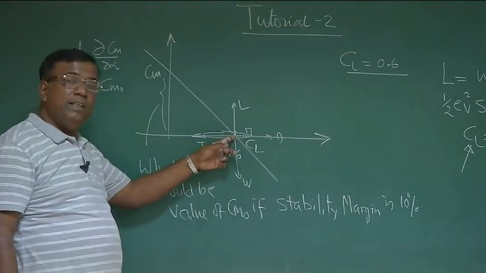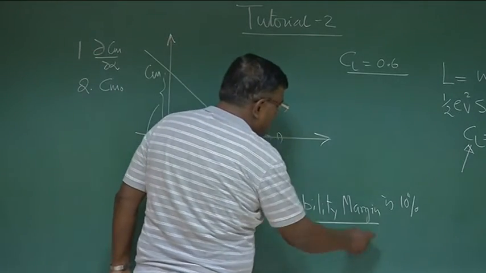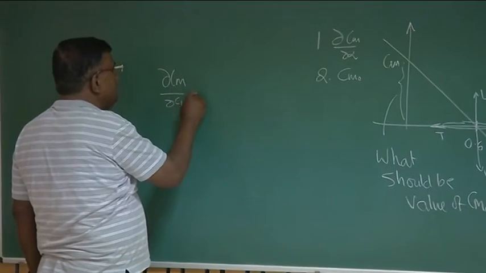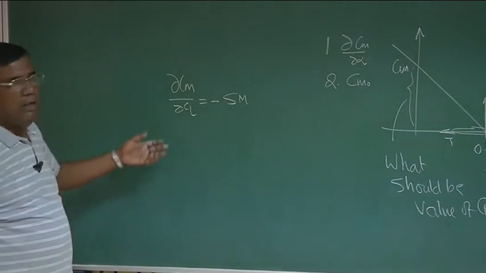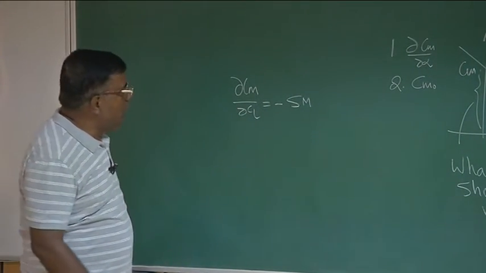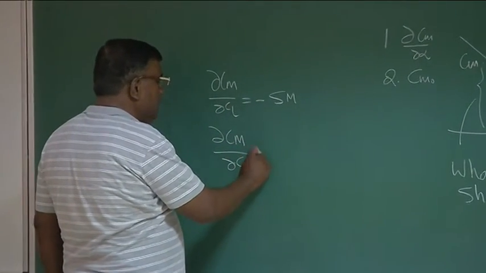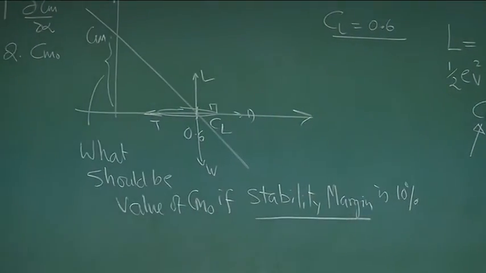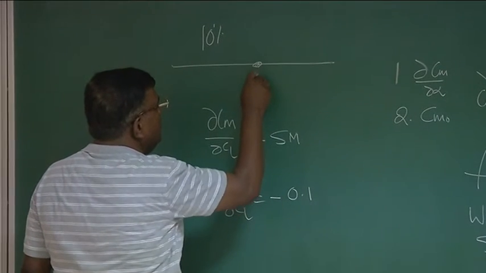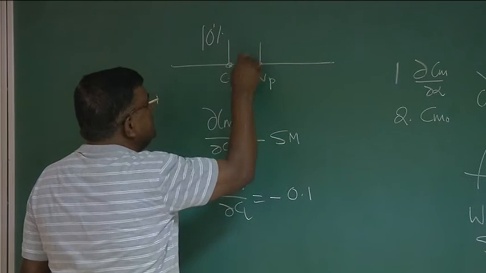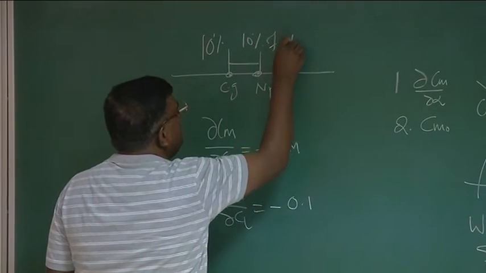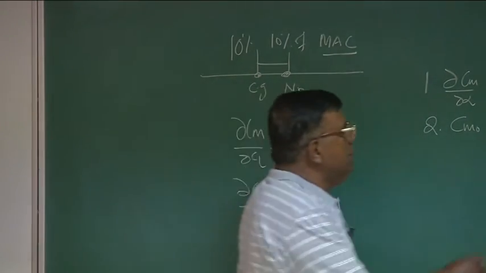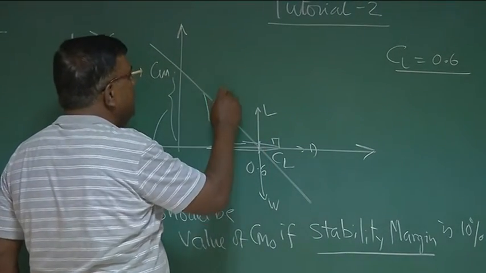And I am going to fly at Cl equal to 0.6. The moment I mention stability margin, it should come to your mind that dCm by dCl is nothing but minus static margin. You know, we have developed this relationship with some approximation, but we will carry on with this. So what is dCm by dCl? It is minus 0.1, because 10%. What is the meaning of 10%? That means if this is the neutral point, and if this is the CG location, then this distance is 10% of mean aerodynamic chord, MAC. Okay? So I know dCm by dCl is minus 0.1. So I know the slope, which, since linear, is the same here and here, minus 0.1.